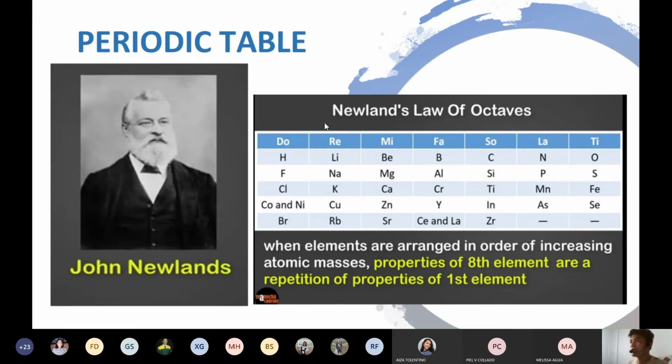So, yun. When you arrange your elements in this manner, mapapansin nyo, yung property ng una, mauulit lang siya after the 8th element. Then, gawin mo uli, mauulit na naman siya. Gawin mo uli yan, then maulit na naman yung properties. So that means the properties are repeating every after certain intervals. No? Okay, so dyan na nagkaroon ng idea about periodicity.